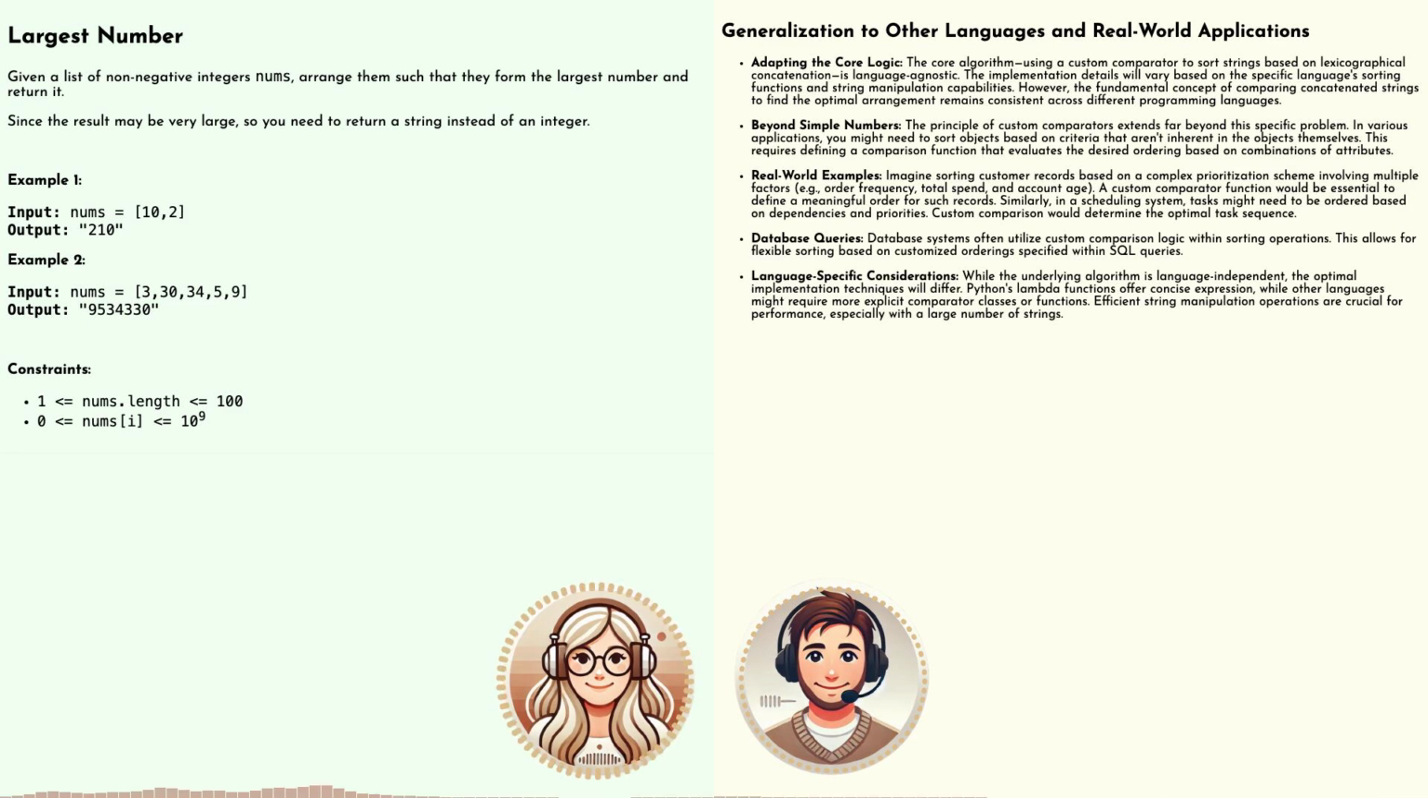And I think this problem shows us something really important. Thinking about sorting in unconventional ways can be super helpful. Totally agree. We're used to sorting things from smallest to largest or vice versa. But this problem makes us break free from that. Exactly. And custom comparators are not just for making big numbers, they're useful in so many other places. Like where? Give us some examples.